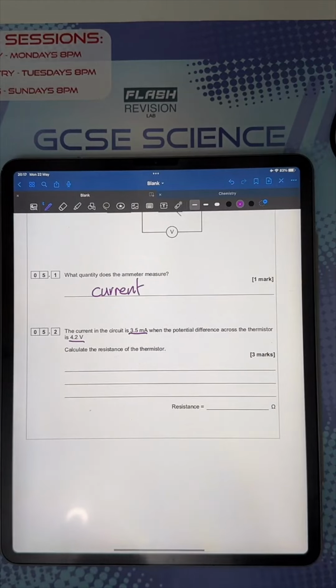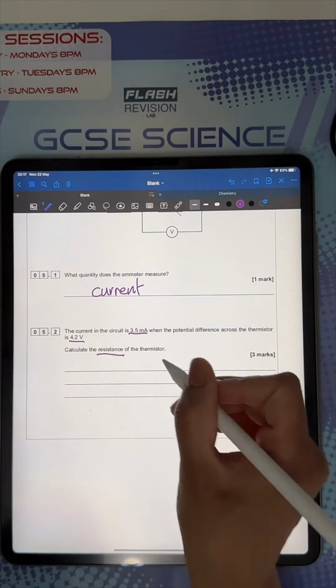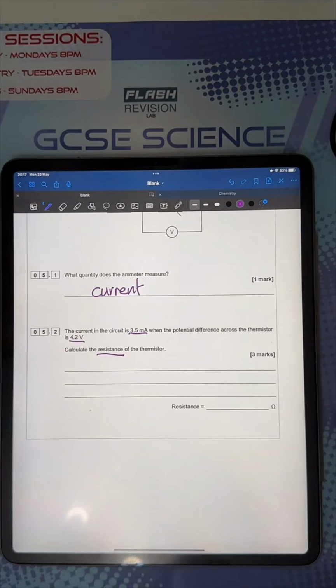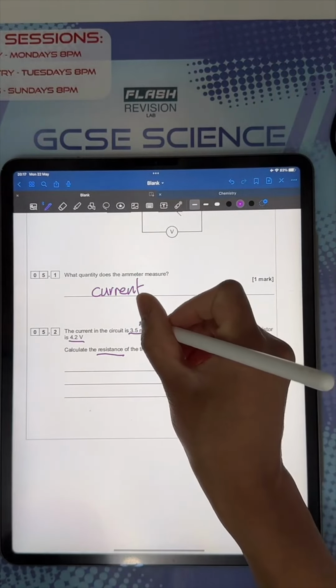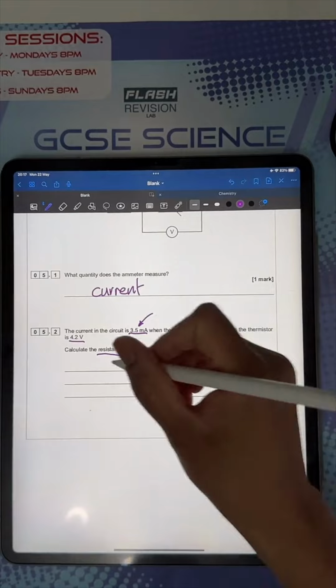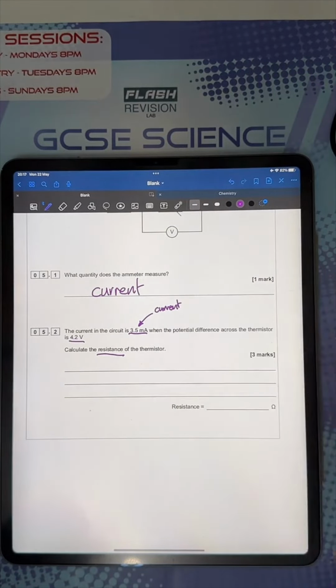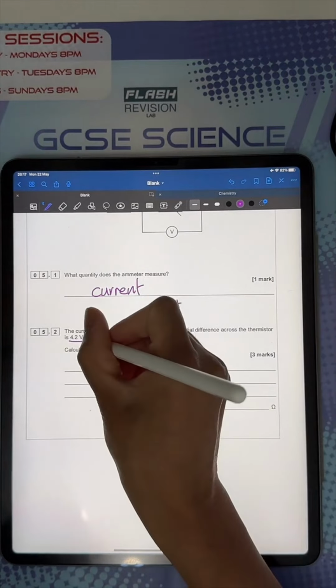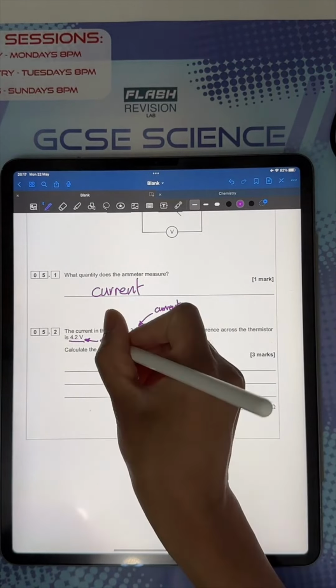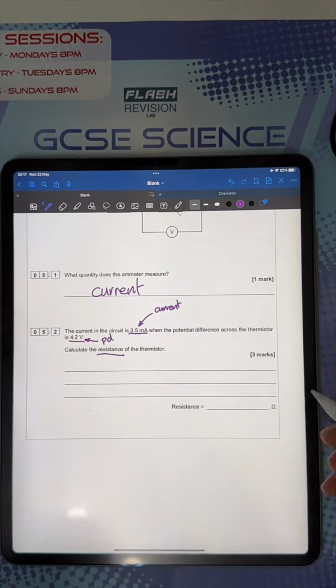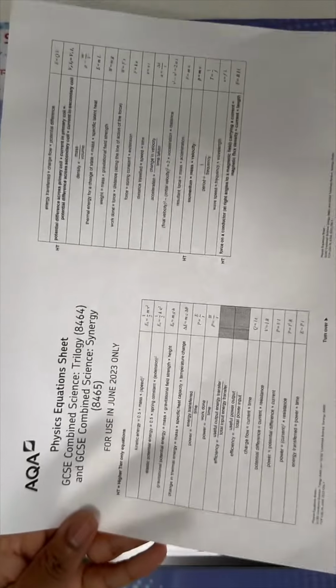And then look at what they're asking. So we've been given something in mA. What type of quantity is this? It says the current. So yeah, that's current. And then it says potential difference is 4.2 volts. So we need an equation with current, potential difference, and resistance. So looking at the equation sheet, which one would this be?